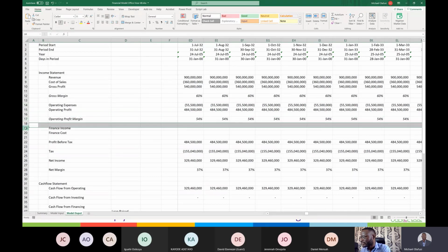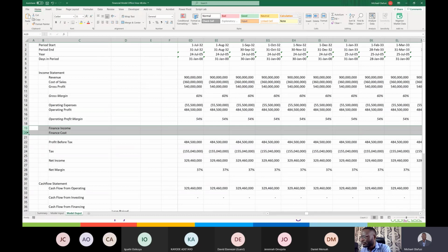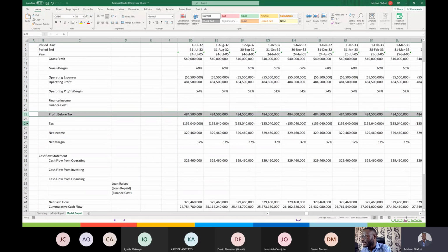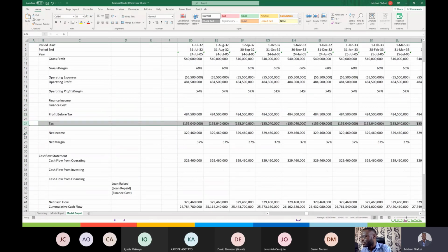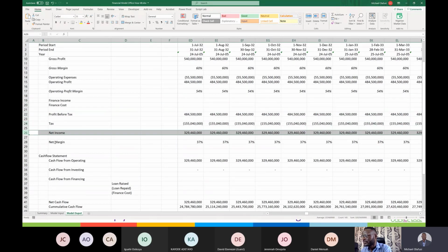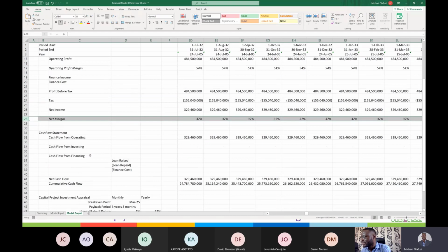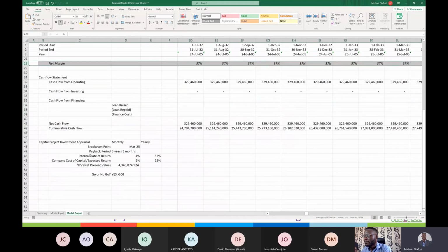Because we are not financing with external debt, and the profit from here is not going to be specially saved in an interest-bearing account, that's why we are not putting anything in the finance income and costs. Then we have the profit after tax, the net income, which I've explained is like net operating profit after tax. Then the net margin. So these are what we now use in estimating the cash flow from the project.